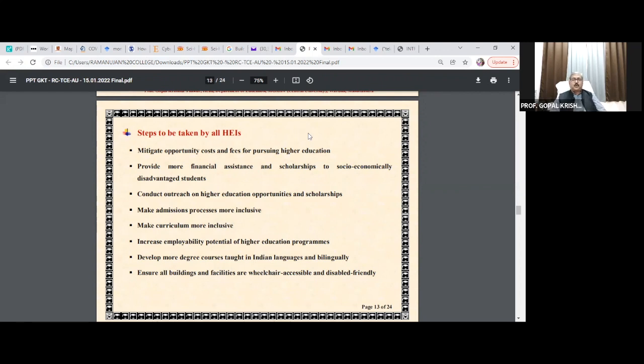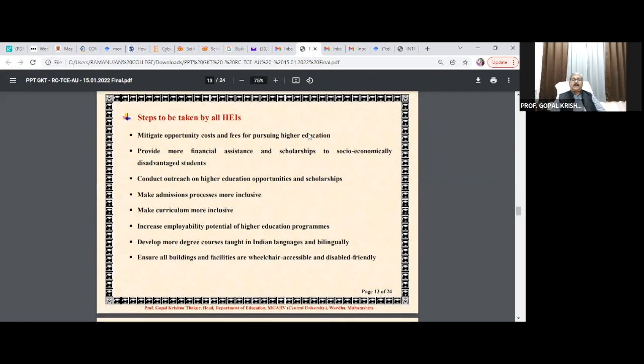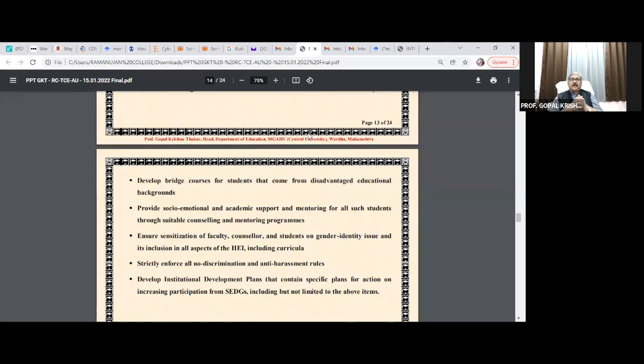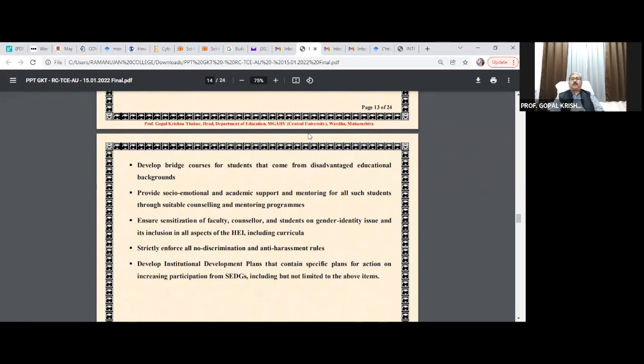Government needs to conduct outreach programs on all higher education opportunities and scholarships among economically disadvantaged groups. And it should develop and support technological tools in order to make the higher education program more qualitative in nature. Government should mitigate opportunity costs and fees for pursuing higher education. It should provide more financial assistance and scholarships. It should conduct outreach. It should increase the employability potential of higher education programs. It should make the curriculum more inclusive. The admission process should be made more inclusive. Different degree courses should be introduced in Indian languages and bilingually.